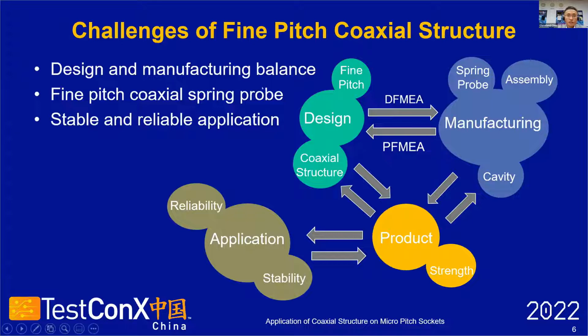Applying the coaxial structure on a fine pitch test socket is easier said than done. Compared to a normal coaxial structure socket, we can find that with fine pitch the limited room is a major challenge. It affects the coaxial structure, cavity, and the spring probe design. How to make full use of the limited room to deploy the signal pin and design a proper corresponding cavity structure to meet target impedance is very critical.